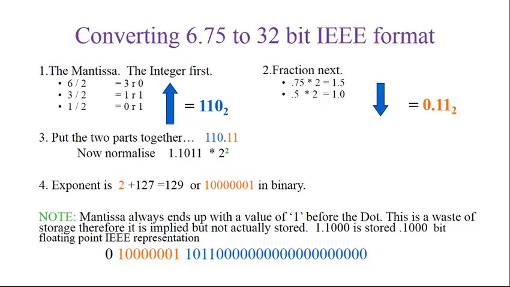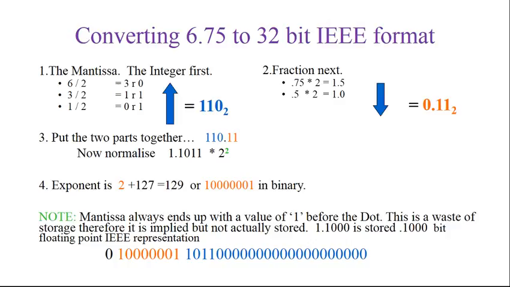To normalize it, we get the answer as 1.1011 times 2 to the power 2. The exponent is 2 plus 127, which represents 129. So here, the mantissa always ends up with a value of 1 before the dot. Actually, it represents a wastage of storage, but since it is an implied value and is not stored, the memory can be saved.